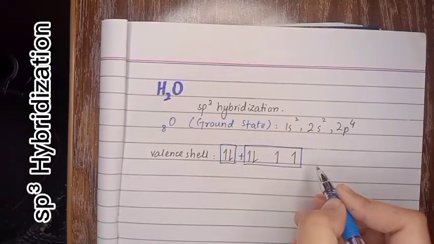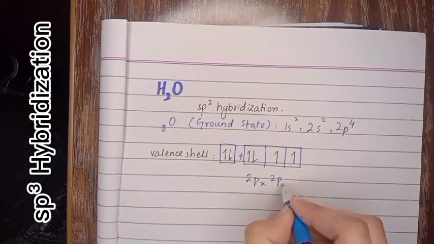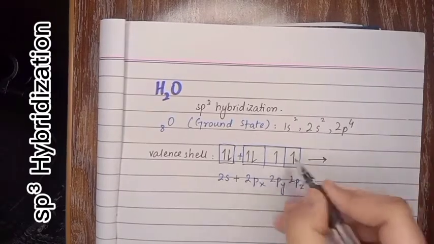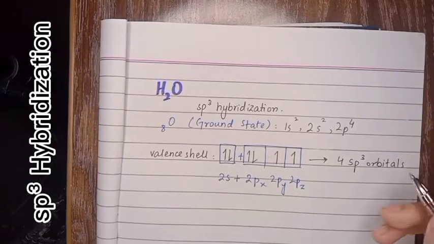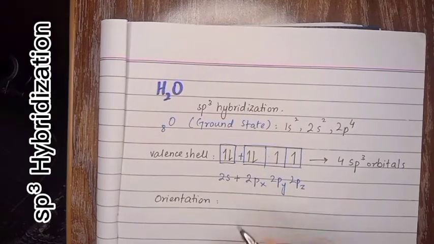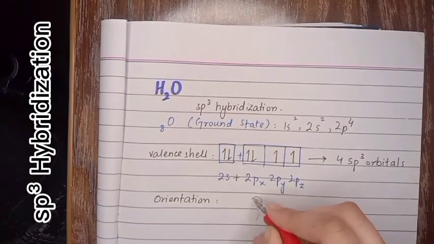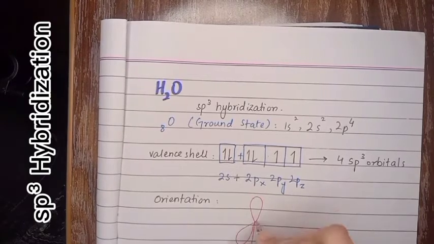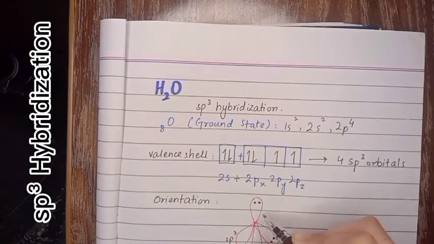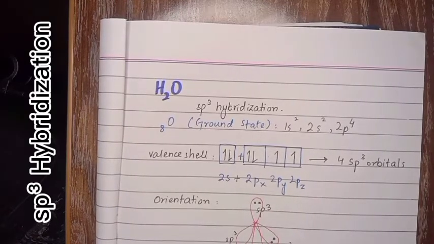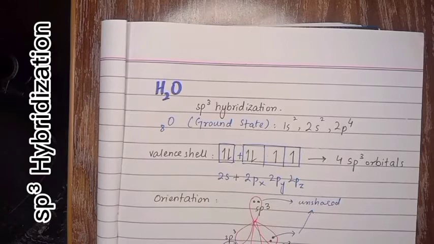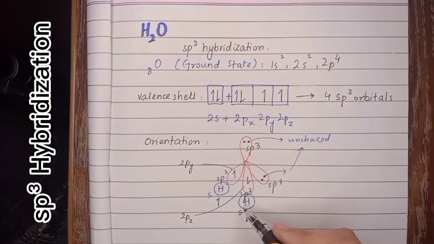That means the s orbital in the valence shell has 2 electrons, the 2px has 2 electrons, and 2py and 2pz have 1 electron each. So we're talking about sp3 hybridization, so the combination of one s orbital and the 3 p orbitals will form sp3 hybridized orbitals, which are 4 in number. As we know, oxygen has 2 lone pairs of electrons. So here is the structure of oxygen and the orientation of the lobes.